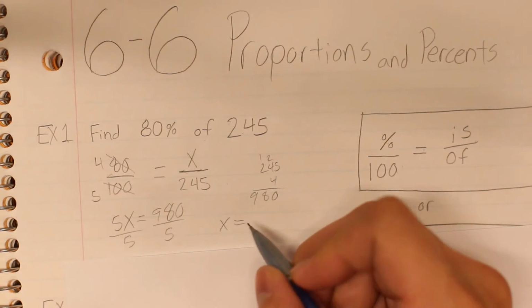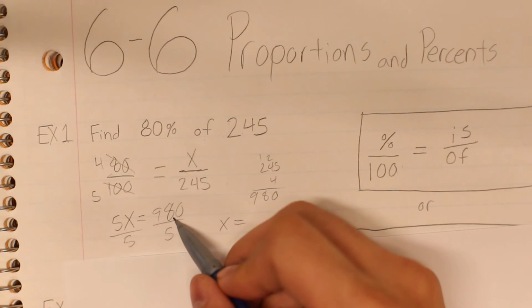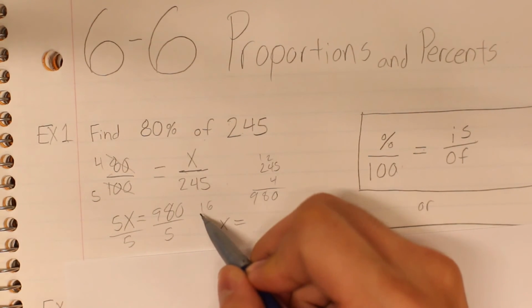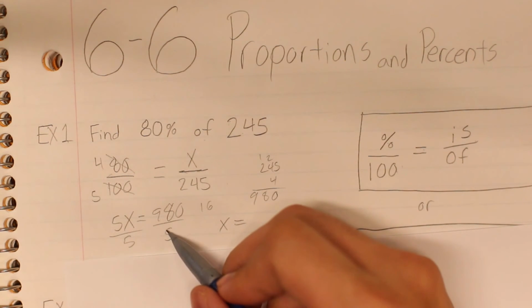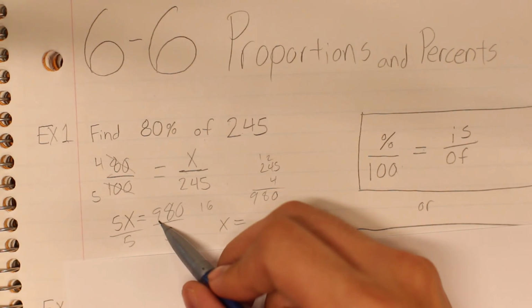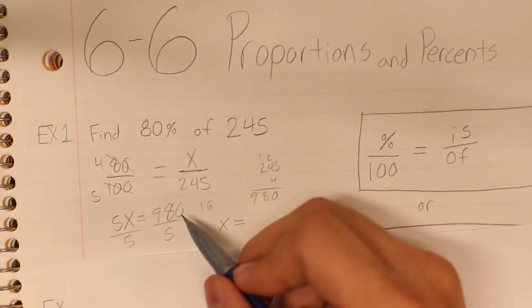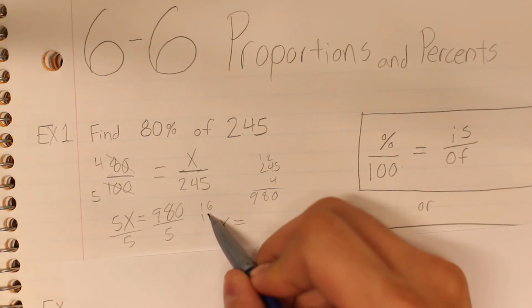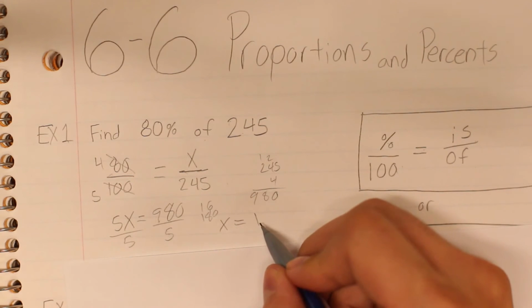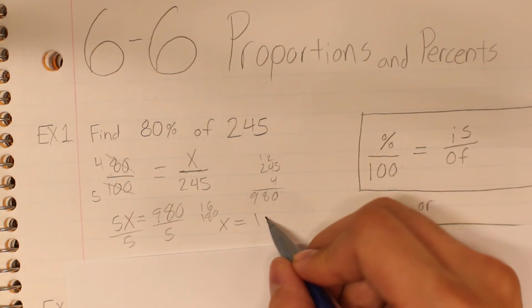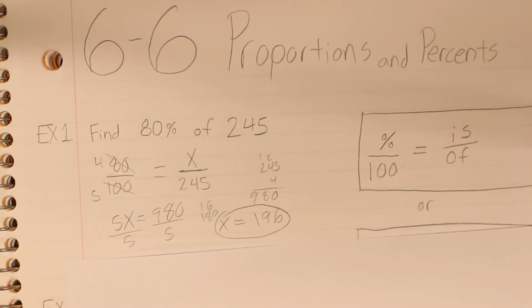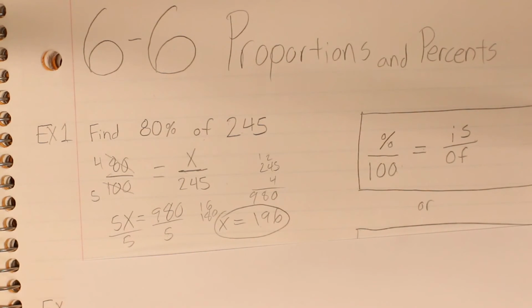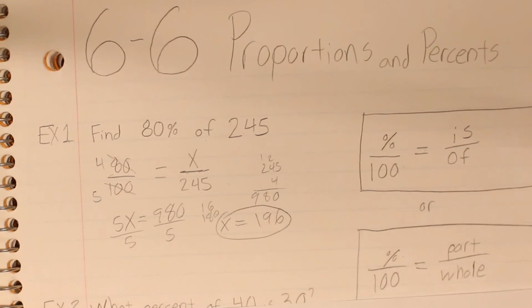So x equals, well, I know that 5 goes into 80 16 times. 5 goes into 900. It goes into 90. What is it? 18 times. And so it means 5 goes into that 180 times. So that would be 100 and, what is that? 96. So that's your answer, okay? 80% of 245 is 196, okay? That's how we could get our answer for that.